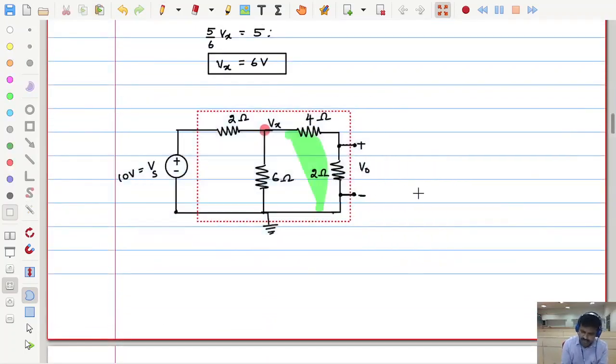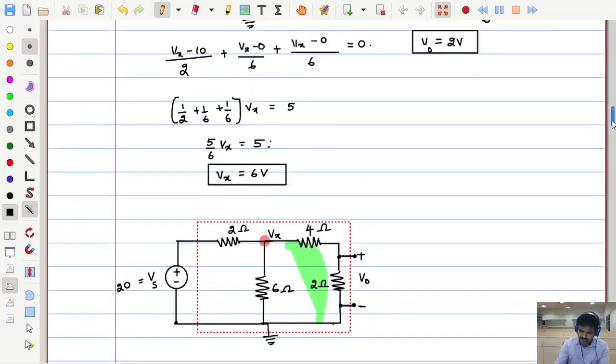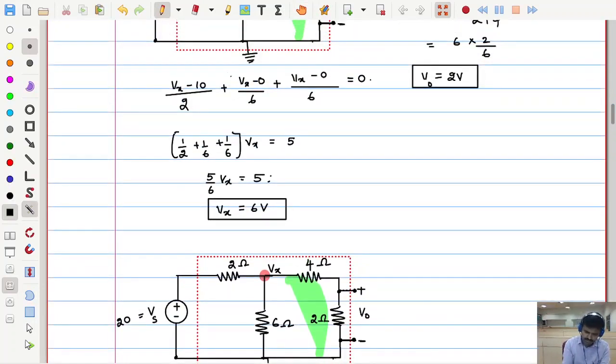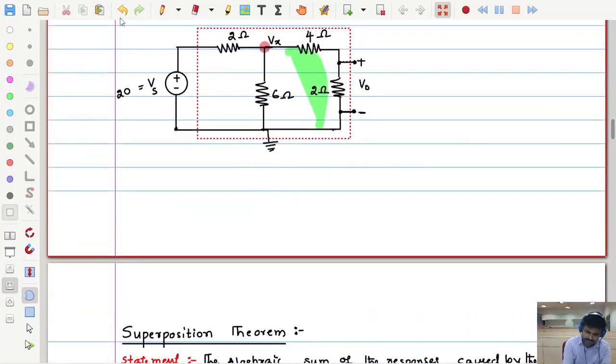I just want to show that if the input is doubled, the output is also going to be doubled. So let us say this is 20. Then in the same way we can take up this equation. Let me take this entire thing, and wherever changes are there I will replace them.